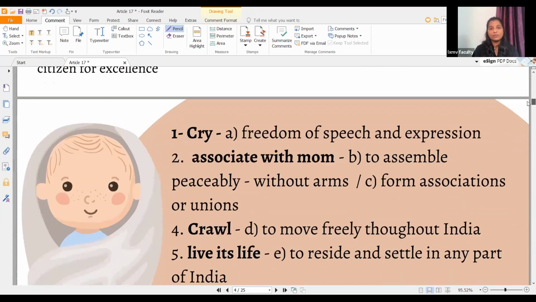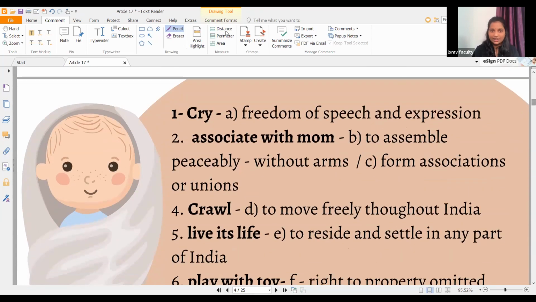Now we are going to the most important area, which gives us 6 important freedoms. How to remember these freedoms? If you see these freedoms, they all emanate from which article? Article 19. Given to whom? It is given only to the citizens. These are all common things, which I need not elaborate.